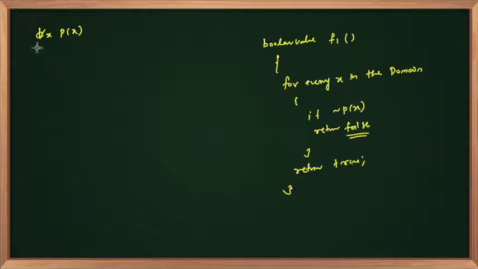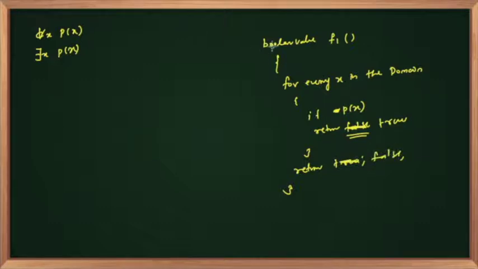Okay. Now, if you see there exists an x p of x, if this is your program, you can say that same function. Let's assume f1 for every x in the domain. If p of x, that means if you have at least one value that is true, then you can return here true. Okay, otherwise you can return false.